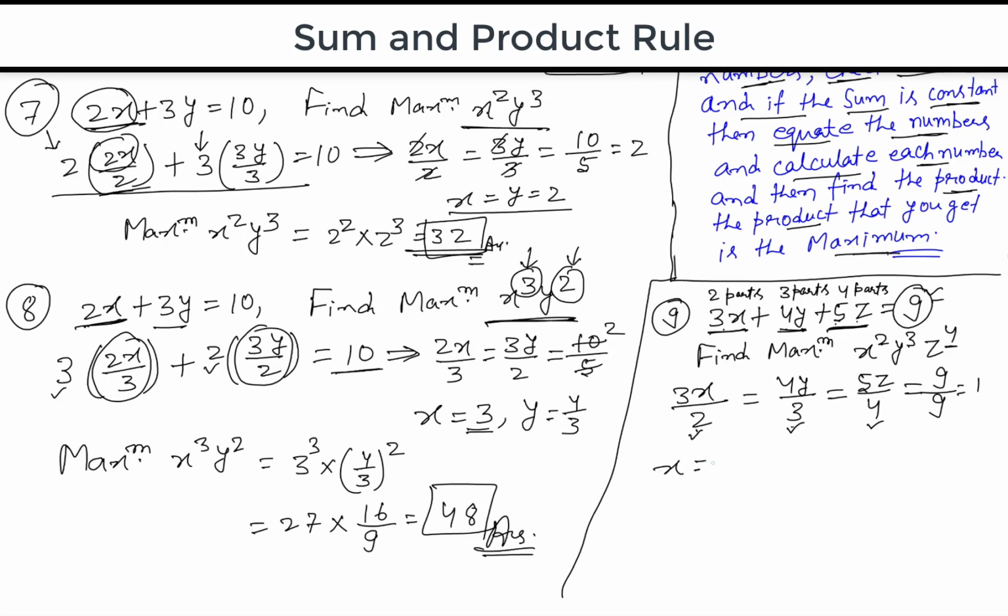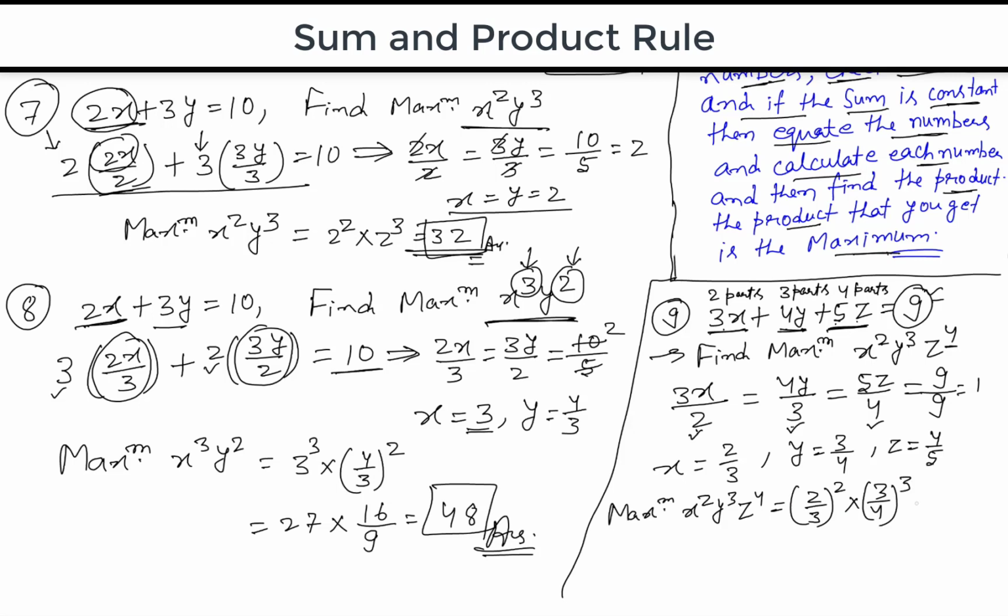So this gives us x equal to 2 by 3, y equal to 3 by 4, and z equal to 4 by 5. Hence the required maximum value of x square y cube z to the power 4 will be equal to 2 by 3 to the power 2 into 3 by 4 to the power 3 into 4 by 5 to the power 4. Okay, just simplify as much as possible. That won't be very difficult because the numbers are the same.